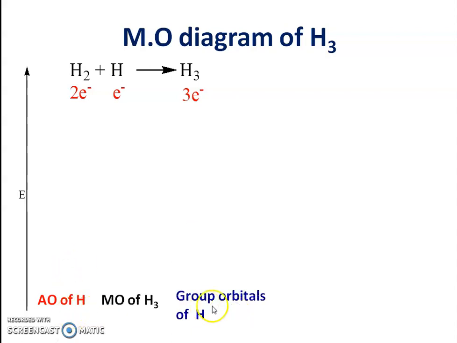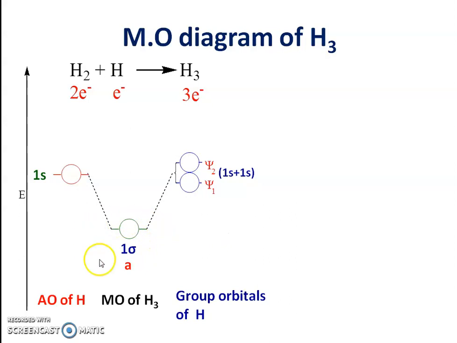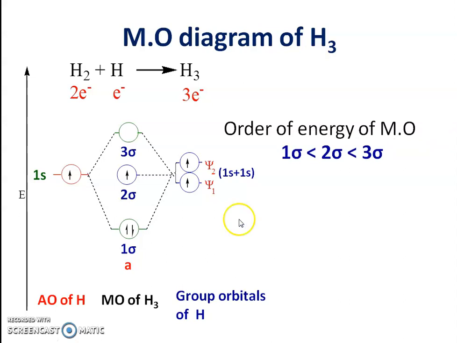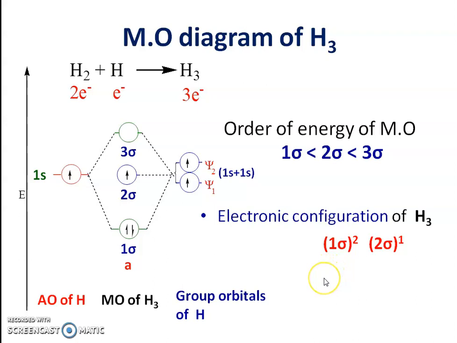This is the atomic orbital of hydrogen, the group orbitals of hydrogen, and at the center there are the molecular orbitals. This is the 1s orbital of hydrogen. These are the group orbitals. So this is the 1 sigma orbital, this is the 3 sigma orbital, which is anti-bonding, and this is the non-bonding orbital. So these 3 orbitals now have different energy. This is the only difference. And this is about electrons. So 1 sigma contains 2 electrons, and 3 sigma contains 1 electron. So this is the energy sequence, and the electronic configuration of the molecule is 1 sigma 2 and 3 sigma 1.